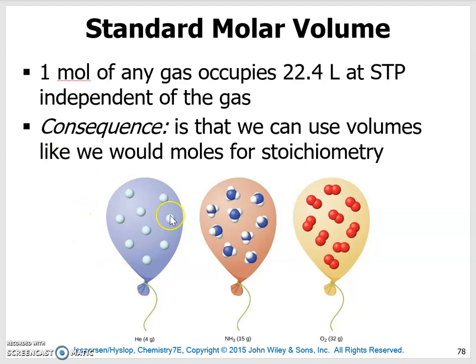So here we have a helium sample. Let's say it's a mole of helium. It weighs 4 grams and it takes up 22.4 liters. A mole of ammonia weighs 15 grams, but because it's a gas, it still only takes up 22.4 liters. So all of these balloons have the same volume, even though they weigh different amounts based on molar mass.